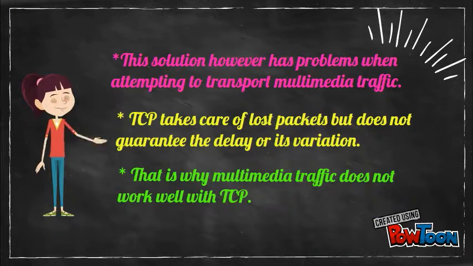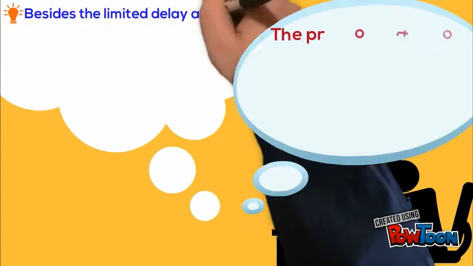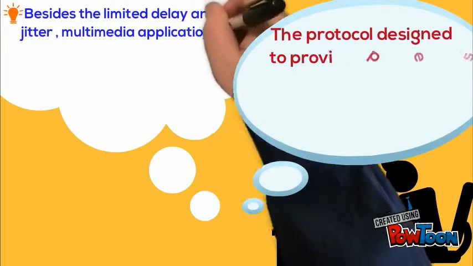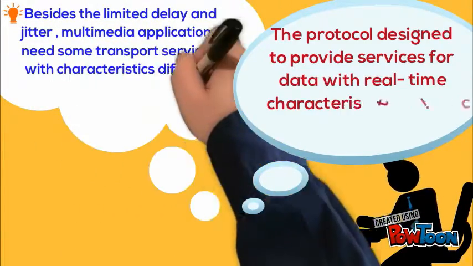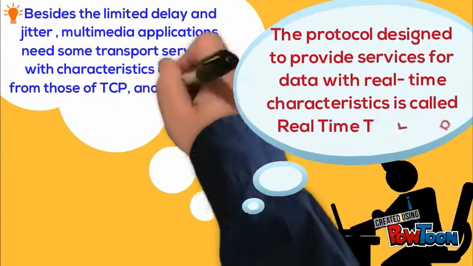This solution however has problems when attempting to transport multimedia traffic. It takes care of lost packets but does not guarantee the delay or its variation. That is why multimedia traffic does not work well with TCP. Besides the limited delay and jitter, multimedia applications need some transport services with characteristics different from those of TCP, and with more functionality than UDP.